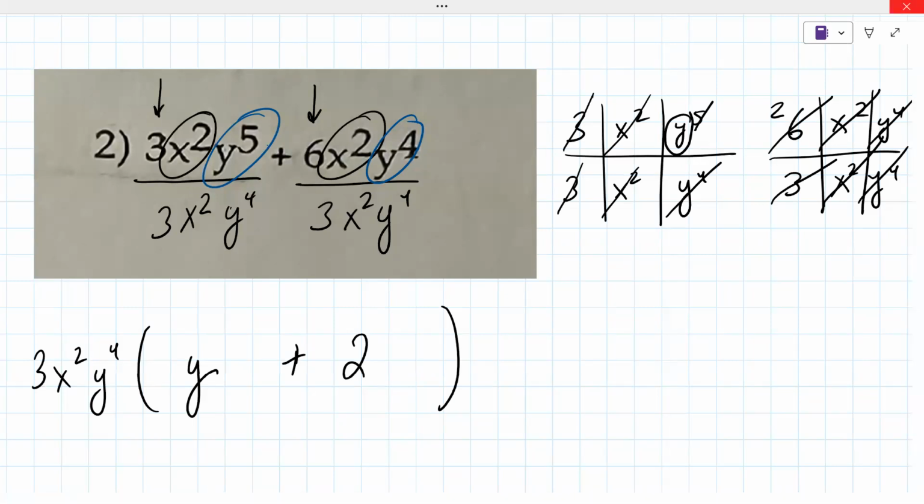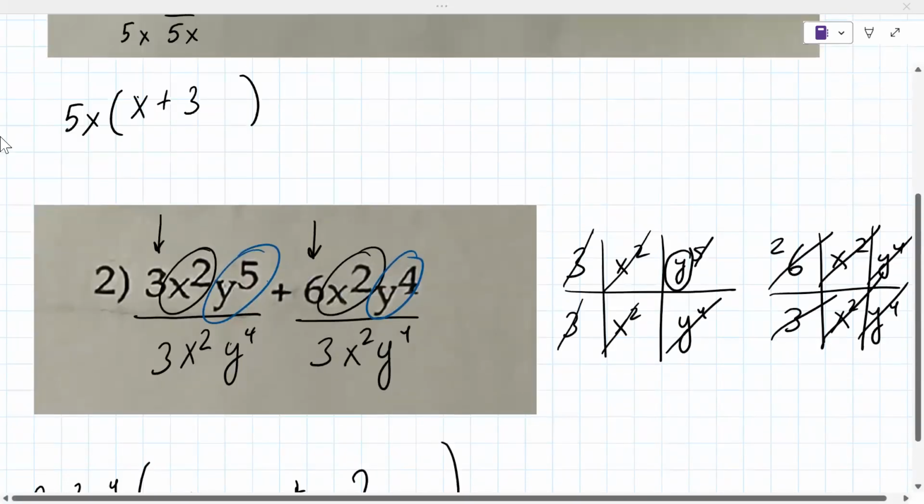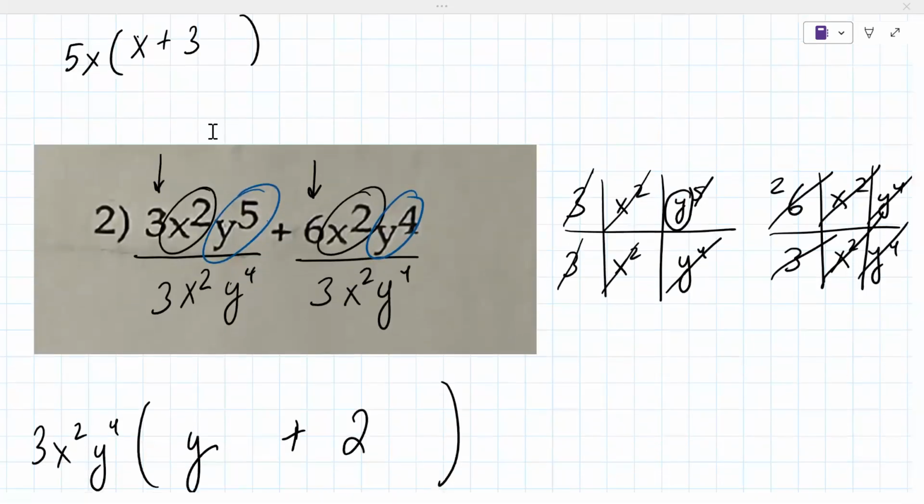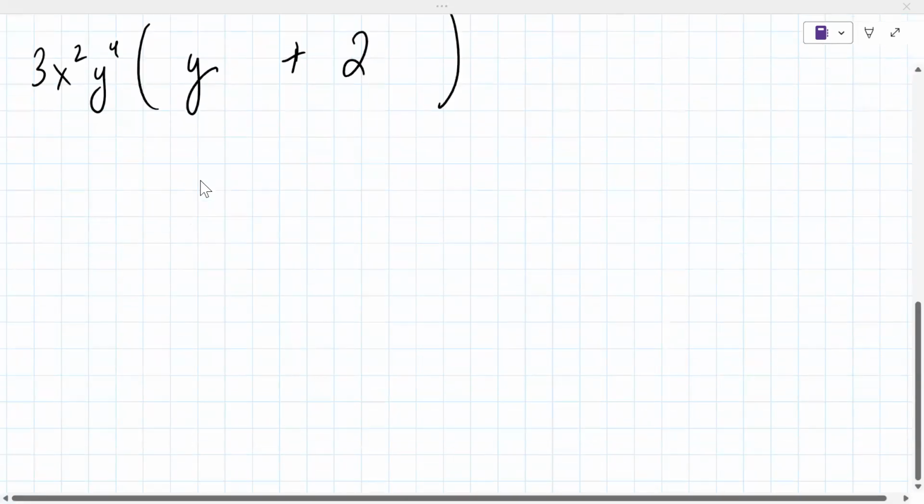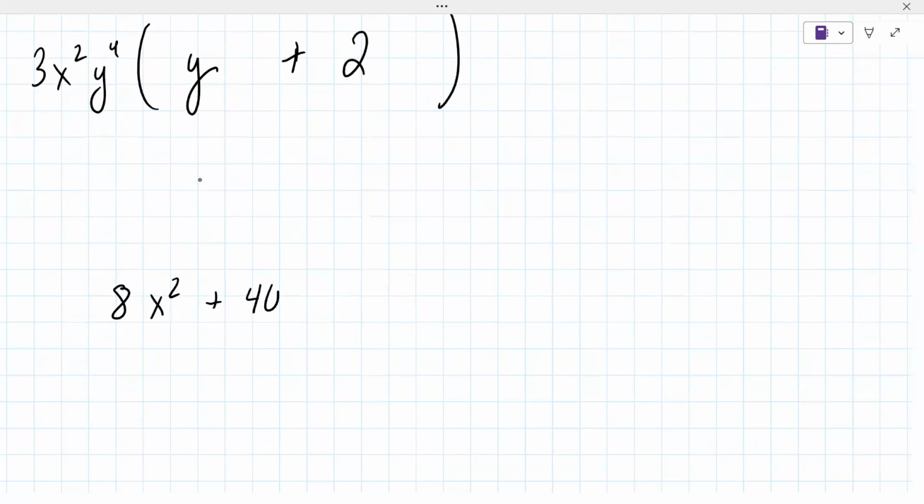Now, do you want me to give you any problems like these? Yes, please. Okay. It would have been better for me to give you one more like the first one. So let me go back and give you one like that. Let's do 8x squared plus 40.